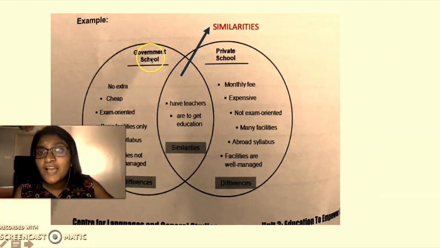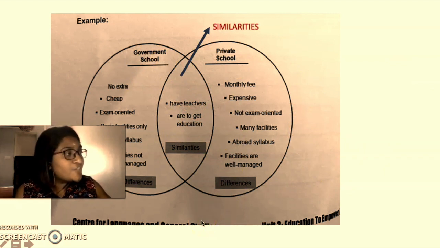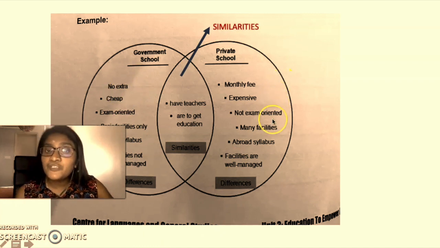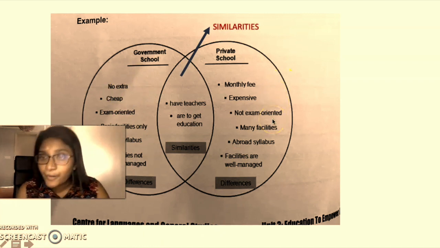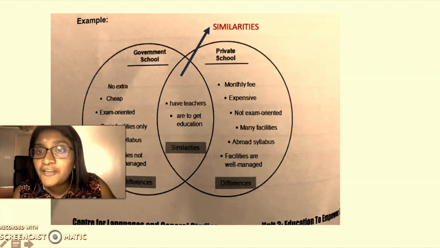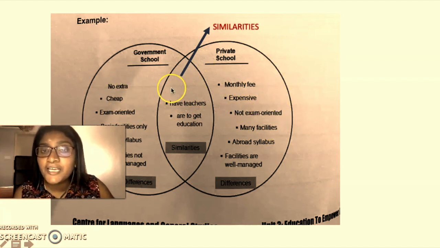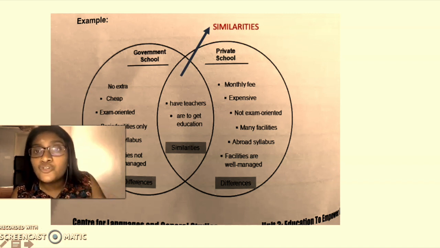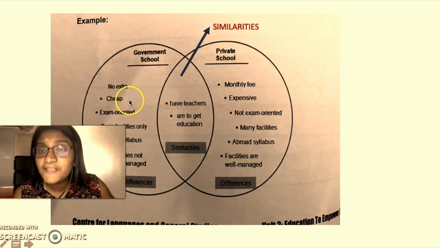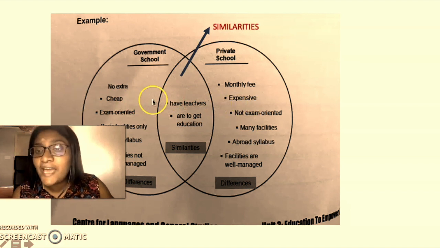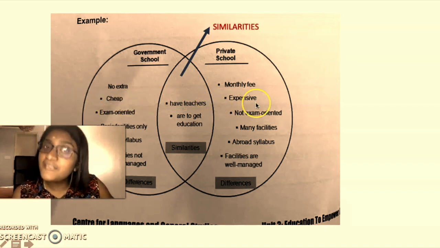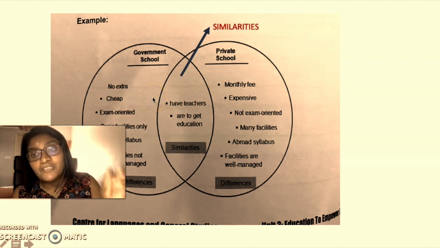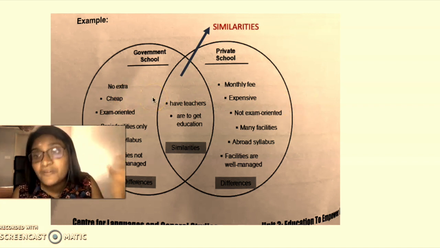You would see these on page 74. We're looking at government school and private school. This is called a Venn diagram. You have the differences here, then here you talk about the similarities. You can go through this further. Let's say the first thing, as I said, is finance. You see, cheap, expensive. So the main theme that you can talk about in probably the first body paragraph would be finance.